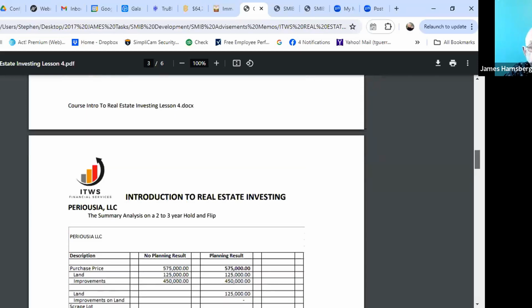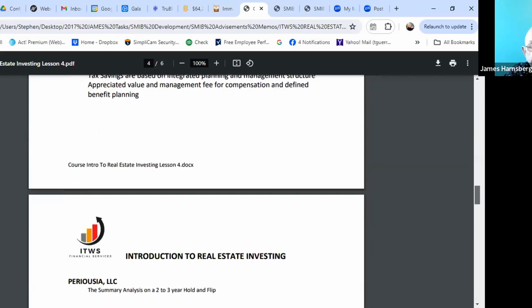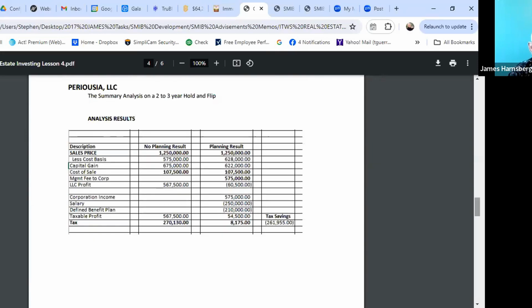So let's look at that next analysis. If we had done no planning, we sell it for $1,250,000. We've got a cost basis on that side of $575,000, and we have a capital gain of $675,000 minus the cost of sale of $107,000. So we have a taxable profit of $567.5.